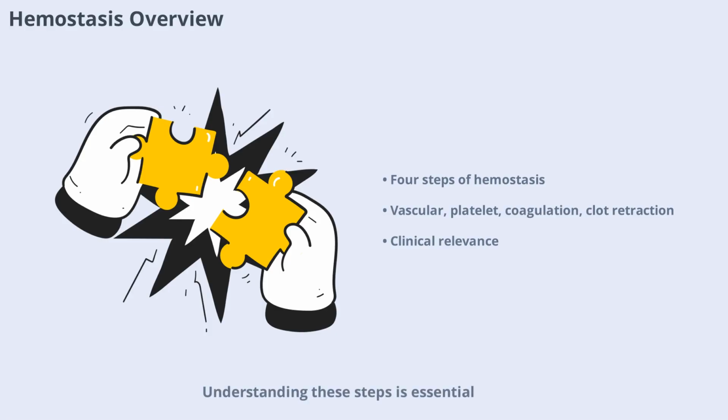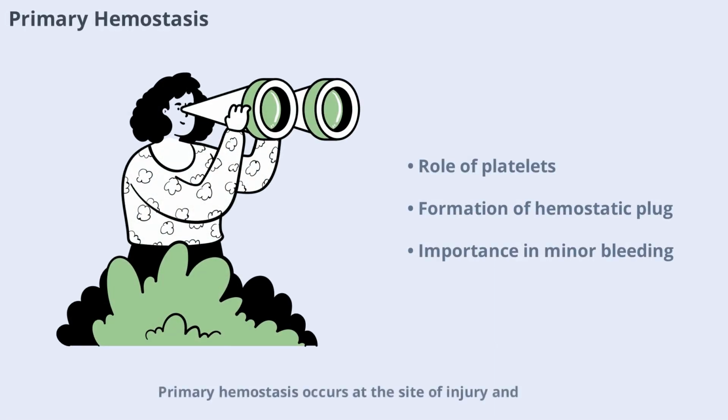Understanding these steps is essential for managing bleeding in oral surgery, as each phase can be targeted with specific interventions to achieve effective hemostasis. Primary hemostasis occurs at the site of injury and is crucial for stopping blood from small venules and capillaries. Platelets release granules and aggregate to form a primary hemostatic plug. This process is rapid and provides an initial barrier to blood loss.